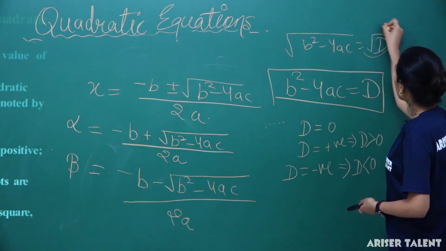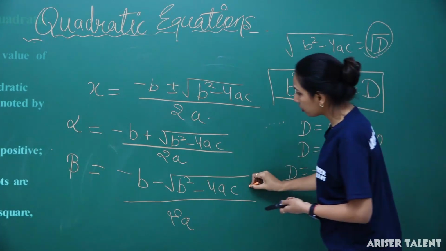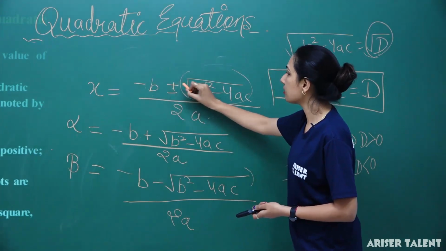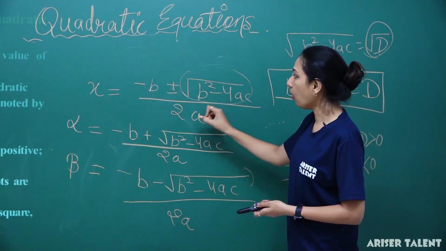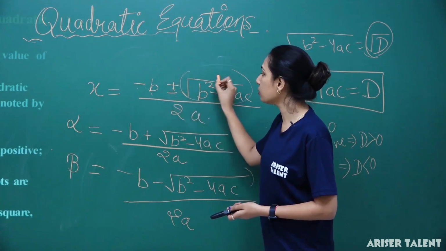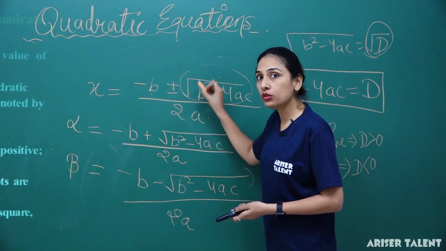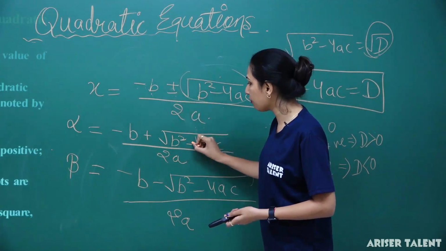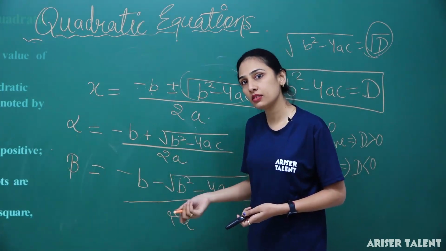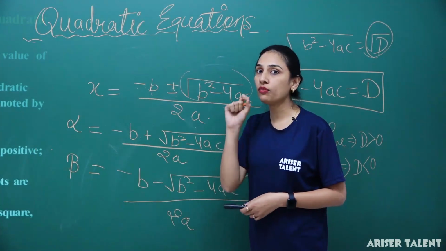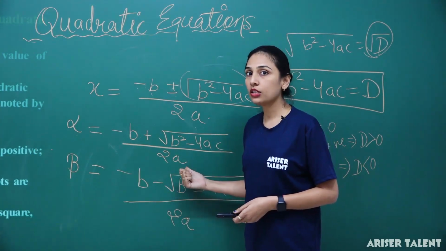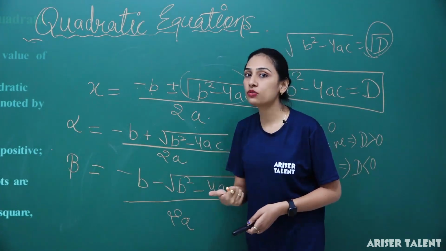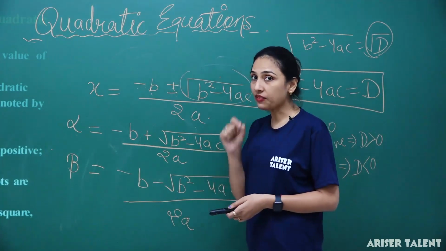So if we put this value as 0, then either it's minus b plus 0 upon 2a, or it may be minus b minus 0 upon 2a. In both the situations, when D equals 0, the value of alpha and beta will be the same. That means there will be only one value, only one root of this equation if D is equal to 0. Okay, this is the first thing.